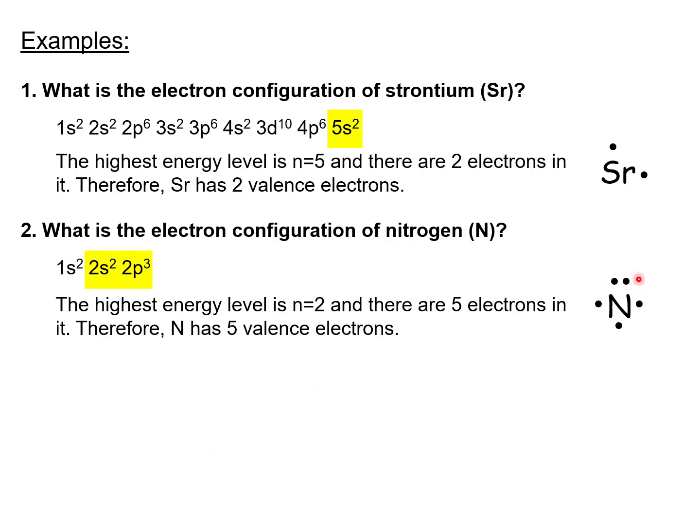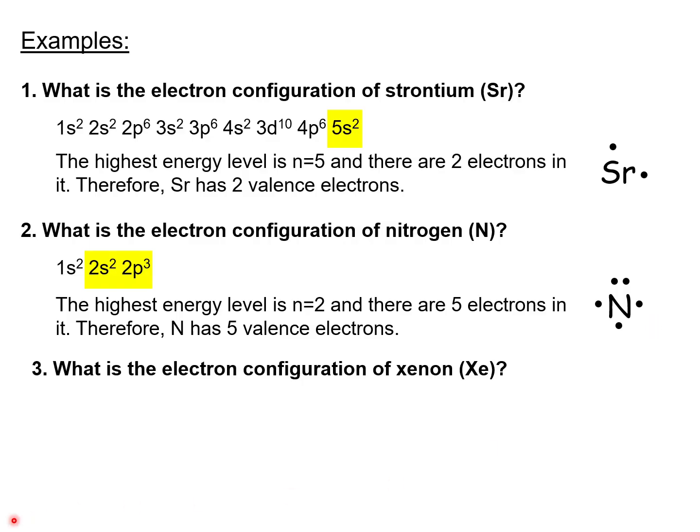It doesn't matter where the pair ends up. It just matters that you have 1 pair and 3 singles. I like putting them on top because they look like a little hat to me. And again, the important part is knowing how many unpaired electrons. So looking at this electron dot diagram of nitrogen, you can see that nitrogen is highly likely to form 3 bonds.